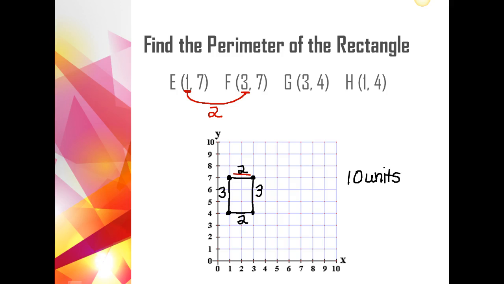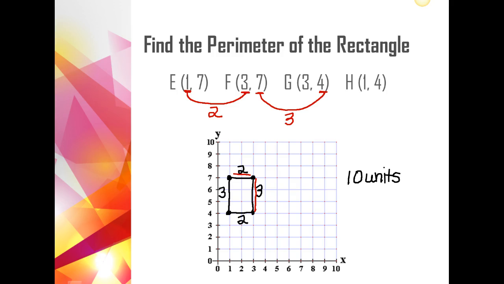Next, let's go from (3, 7) to (3, 4). This would be the side length of 3. The distance on the y-axis changed from 7 to 4, or by 3 units. However, the x's were both 3, so we didn't move at all there.